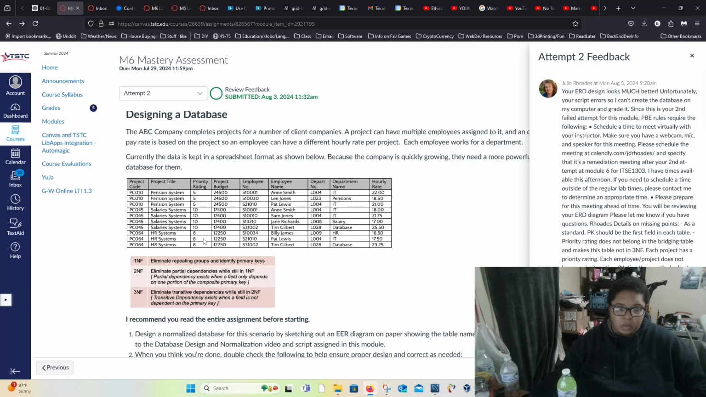I hope you guys can hear me. So I can't put it in a department's table. I can't put it in the employees table. I mean, I could. But priority rating isn't dependent on the employee. It's dependent on the project.